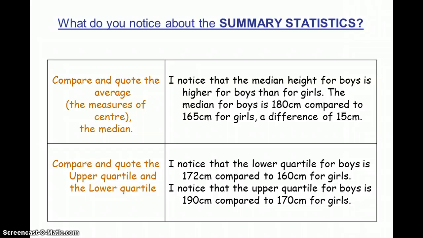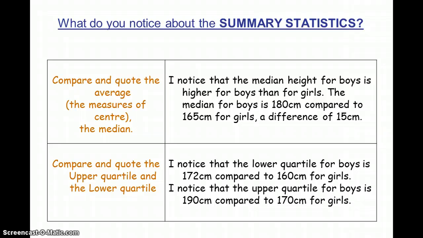Here's a classic. I noticed that the median height is higher for boys than for girls. The median for boys is 180 compared to 165 for girls, a difference of 15. Very clear, quoted the numbers and even told me the difference. Big tick. Is that one to do with central tendency, spread or shape? Central tendency, because it deals with median. So that's one of my big ticks. Done.